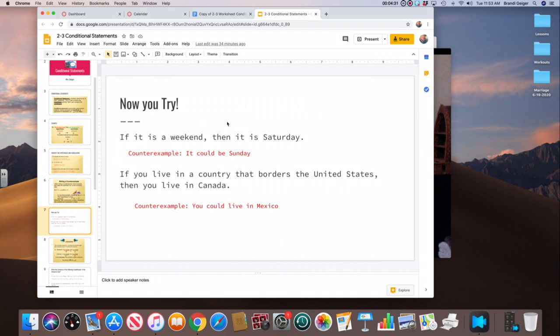So let's try a couple. If it is a weekend, then it's Saturday. So the if it is a weekend has to stay the same. You can't change that. It's got to stay the weekend. But does it have to be Saturday? Well, my counterexample could be, it could be Sunday. Here's another example. If you live in a country that borders the United States, then you live in Canada. Well, my counterexample could be, I could live in Mexico, right?